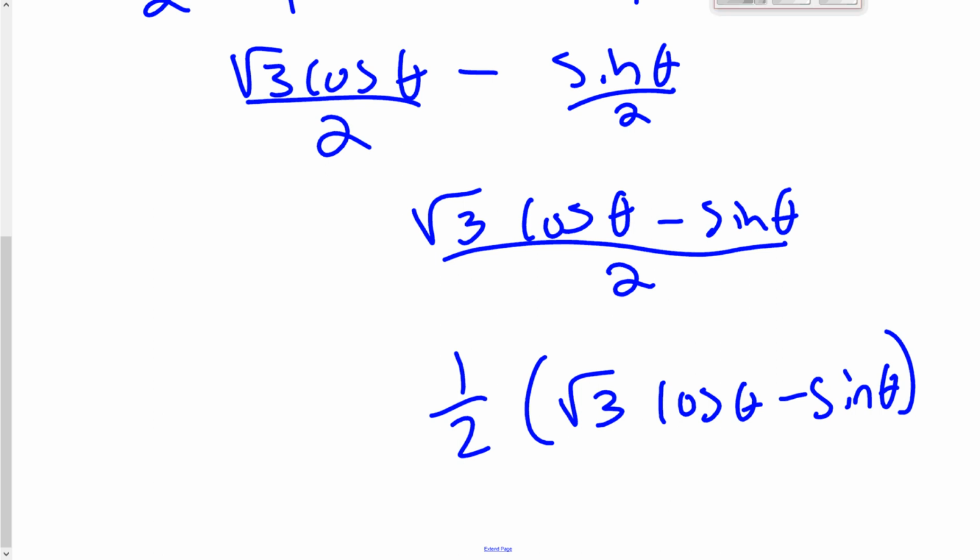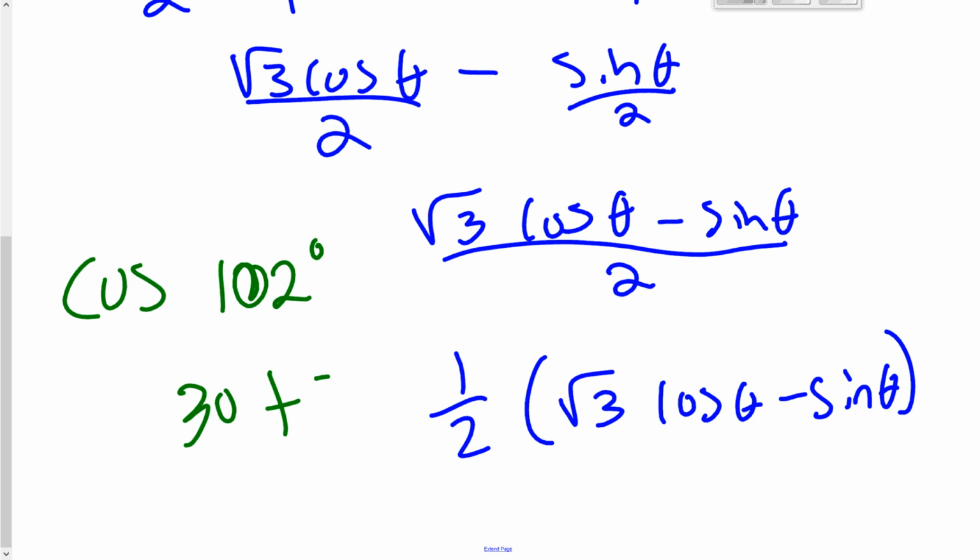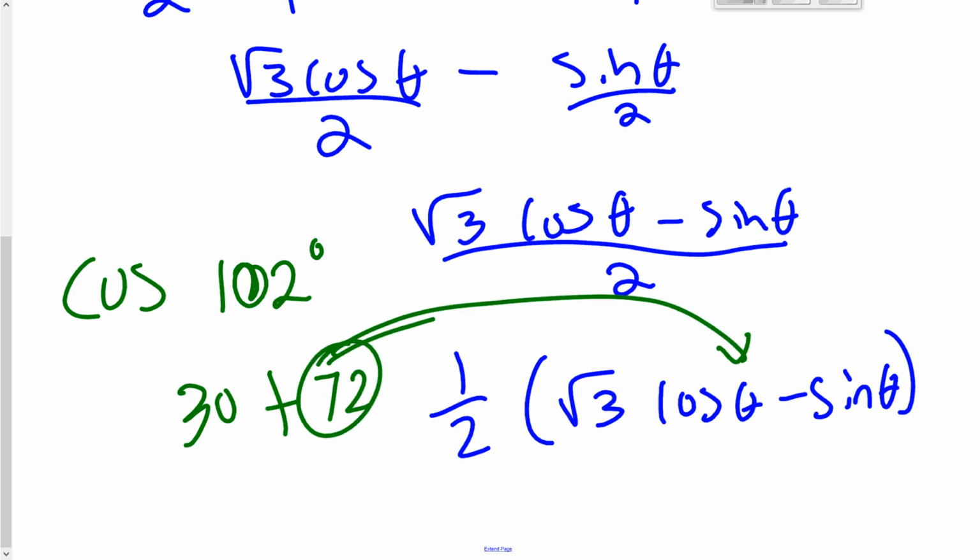So now if you're given any theta, so any number, like if you do cosine of say 102, then you could rewrite that as 30 plus 72, and then you could just put 72 into this spot right here, and then you would have your formula there. Okay, so let's look at the second one.